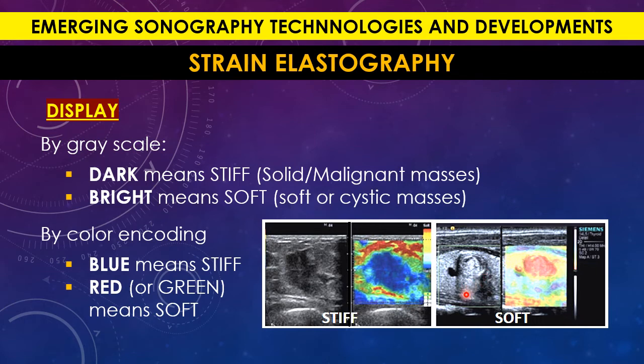Another example here, this is a soft area. So soft area here is bright. So this bright area is soft, okay? And it acquires a red area here. So soft area, this is acquired as red or green. So I don't have a hard area here. This is totally soft.